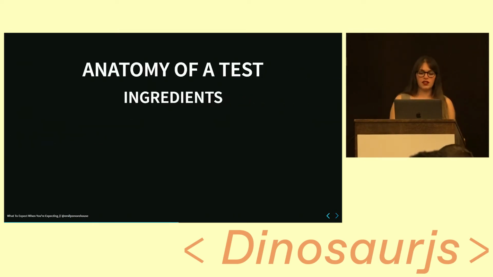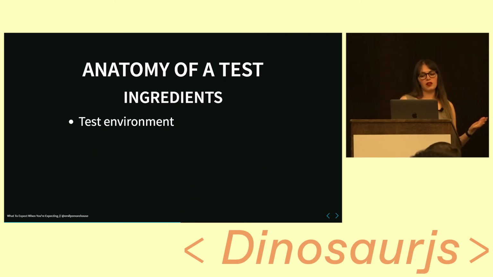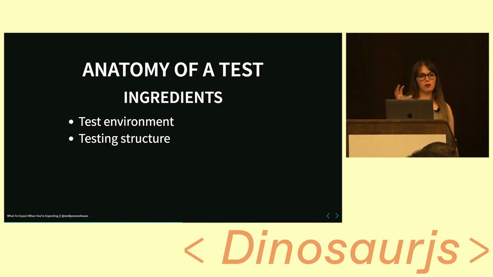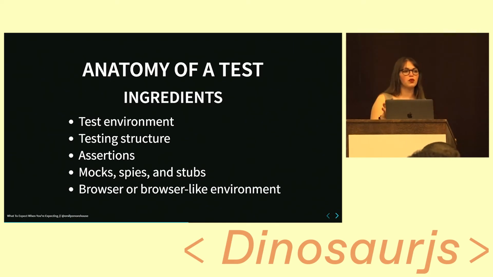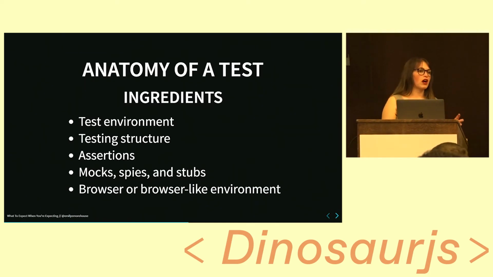So let's talk about the anatomy of a test. You have a few different ingredients to testing. You'll have a test environment. Commonly, some of the most popular are Mocha, Jasmine, Jest, and Karma. Testing structure: you'll want to be able to define how your directory structure is going to look and how that's all going to work. You'll need an assertions library. Chai, Jasmine, and Jest are some of the most popular if you've seen those or used those. You can also have mocks, spies, and stubs, which we won't really get into. And then one of the most important parts for visual regression tests is that you'll need a browser or browser-like environment.